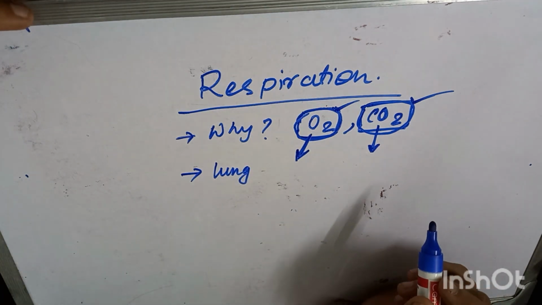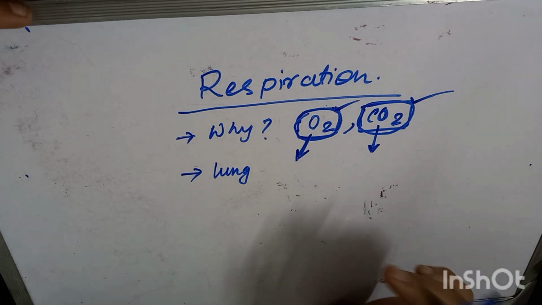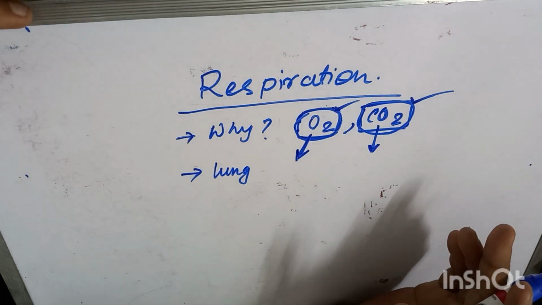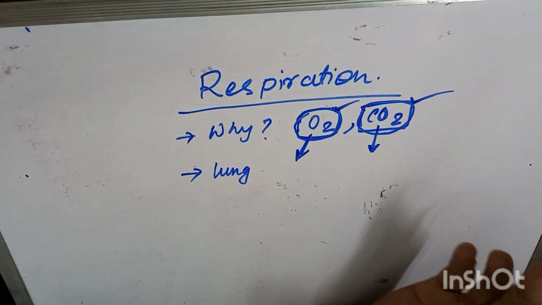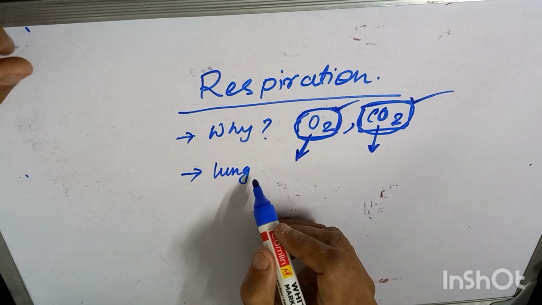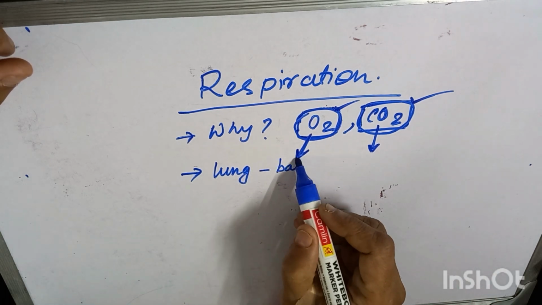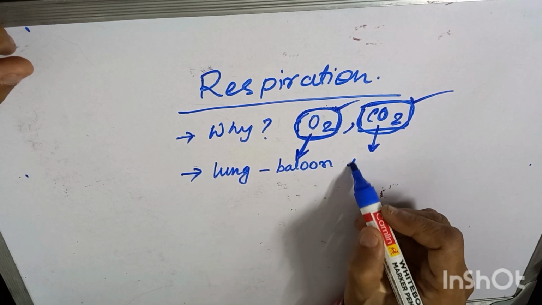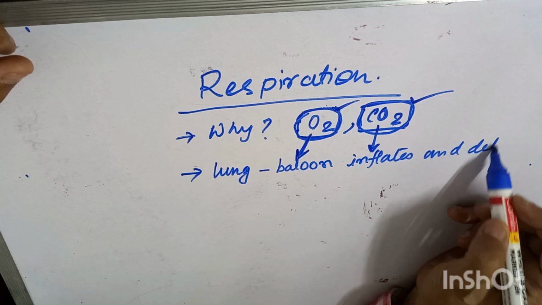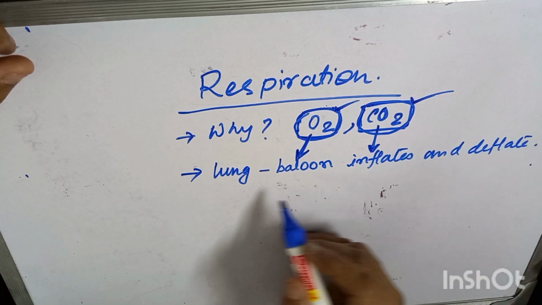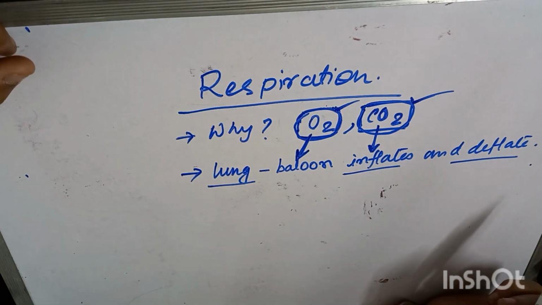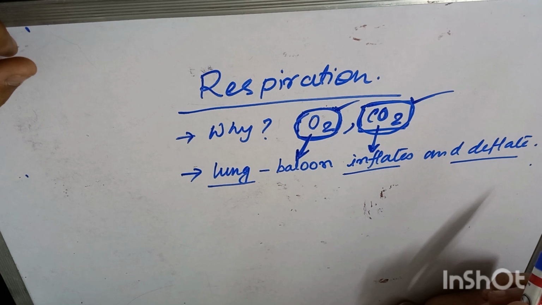The lung is present inside our rib cage, in our thoracic cavity, in the upper part of the torso. This lung is a kind of balloon which inflates and deflates. And what is the speciality of this balloon? It continues to inflate and deflate throughout our life, and it's made up of human tissues.